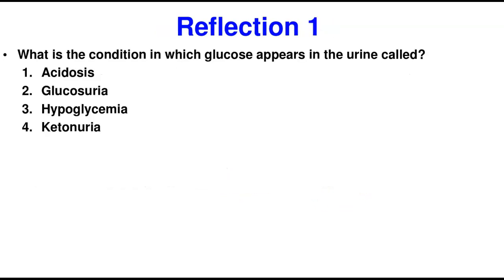Now let's get straight to the first reflection. It says, what is the condition in which glucose appears in the urine? I can give you time to think about it, but I just talked about it. When the renal threshold is breached, the kidney excretes glucose. And at that point in time, we call the condition glucosuria.